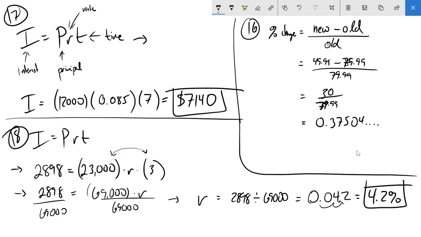So on the practice test, I asked you to round to what? The nearest tenth of a percent. So this is where you have to be careful, because if you round to the nearest tenth right now, you're rounding too much, because this isn't in percentage form yet. This is in decimal form. So first, we need to go back to percentage form. So this is 37.504... percentage. Now we round to the tenths. And so it would be 37.5% would be the solution for that one.